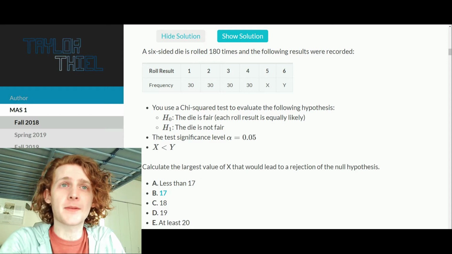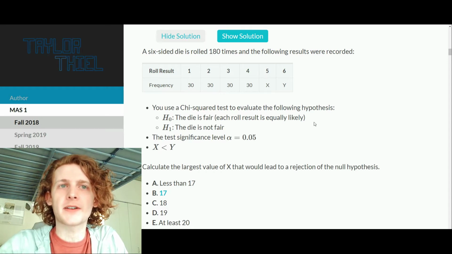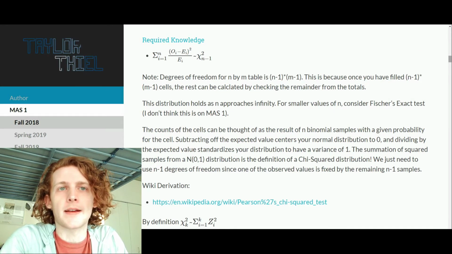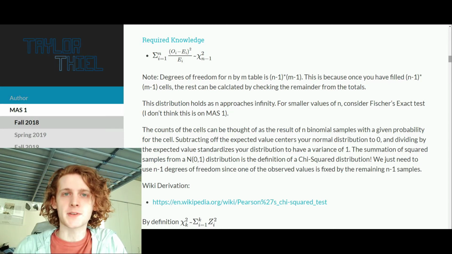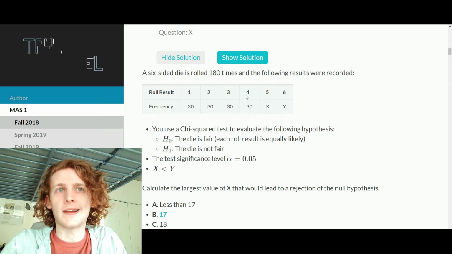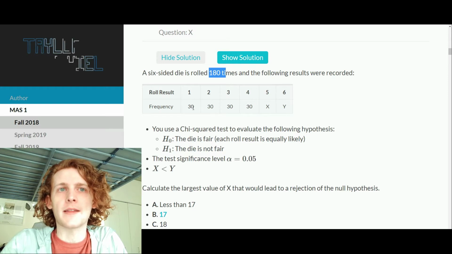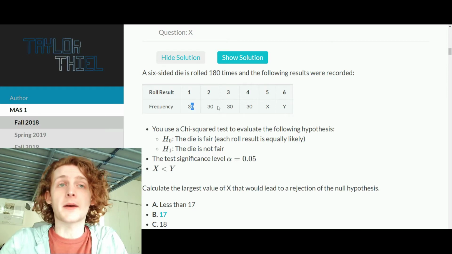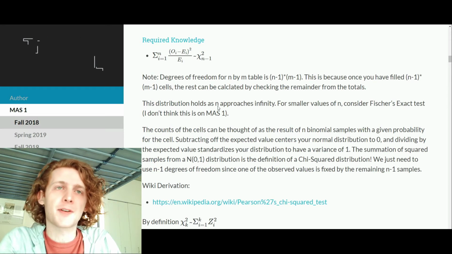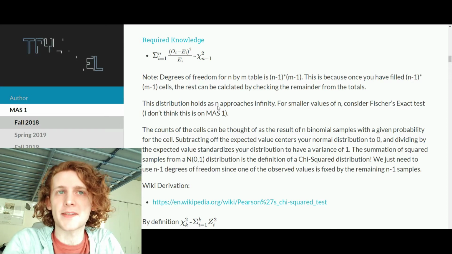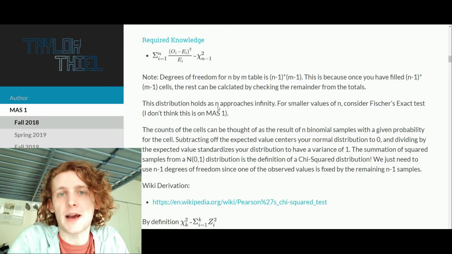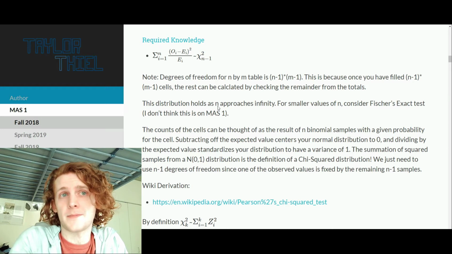Feel free to pause the video to read the problem, but today we are going to be talking about the chi-squared test. If you have a table of values and you know the row and column totals, so in this specific example, we'd say we know there's exactly 180 total events, and then we're going to fill out a table with frequencies that are going to sum to that amount. When you have that type of scenario, you can look at the observed counts minus the expected counts under your null hypothesis, squared, divided by the expected counts, and sum that up, and that's going to follow a chi-squared distribution with n minus 1 degrees of freedom.